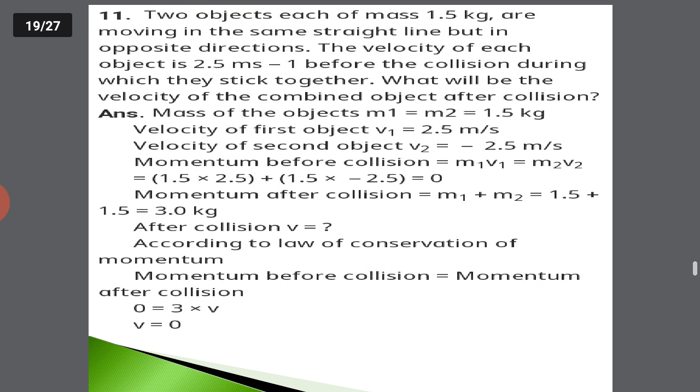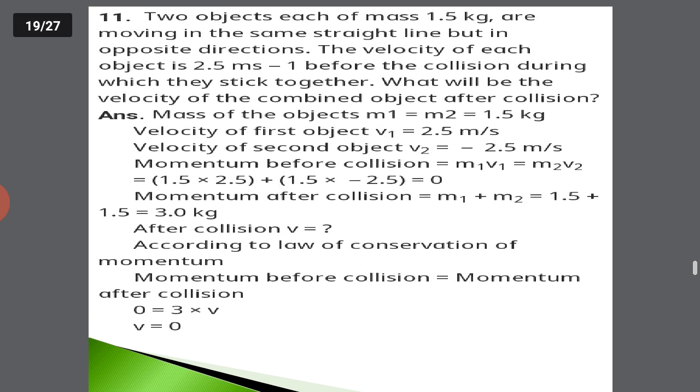Next question. Two objects, each of mass 1.5 kilogram, are moving in the same straight line but in opposite directions. The velocity of each object is 2.5 meter per second before the collision, during which they stick together. What will be the velocity of the combined object after collision? The mass of the objects m1, m2 is equal to 1.5 kilogram. Velocity of object 1, v1, 2.5 meter per second. Velocity of second object v2, minus 2.5 meter per second. Momentum before collision m1v1 plus m2v2 is equal to 0.